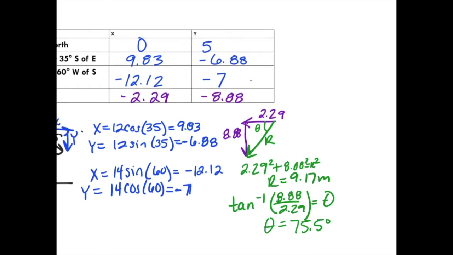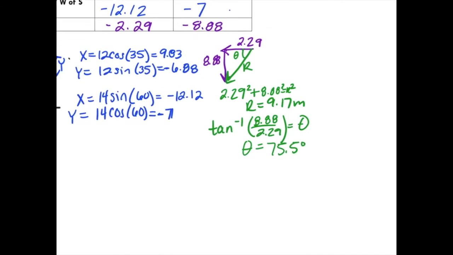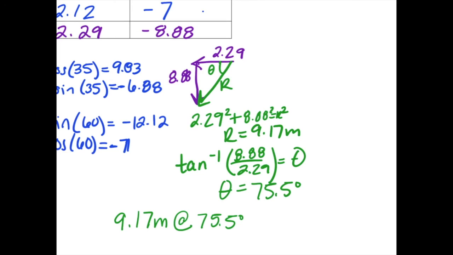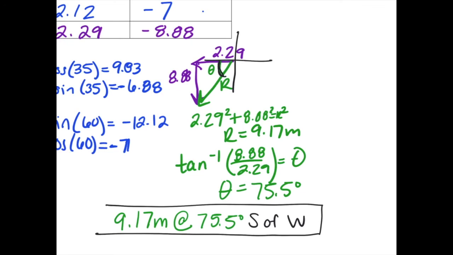So now we want to put all of the pieces together. We want to take the magnitude that we got of 9.17 meters, and then we're going to have it going at a direction of 75.5 degrees, and then we want to know which way that's going. And if we look back at our sketch, and if I put this on a compass, I can see that 75.5 is touching the west axis and it's below it, so it'd be south of west. So that is my final answer for this problem.